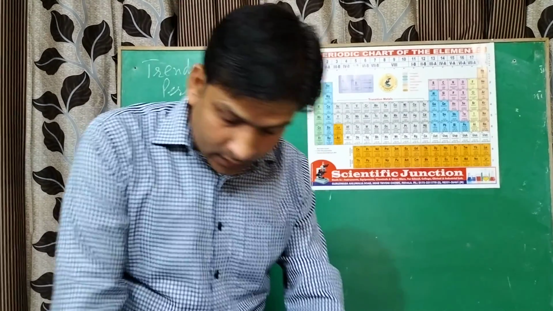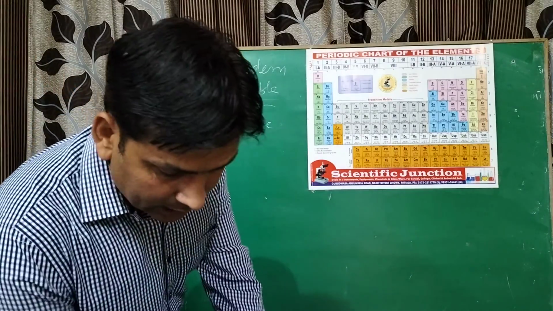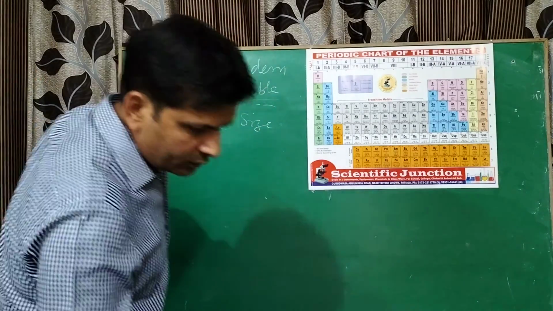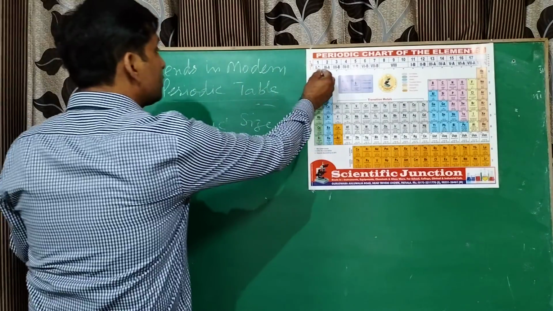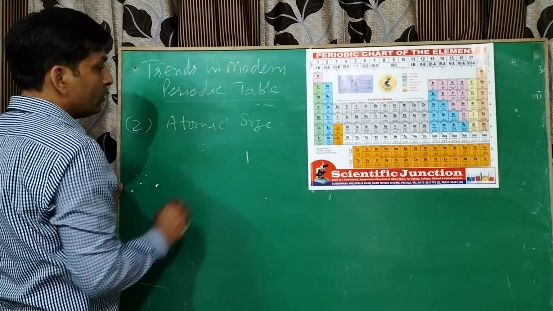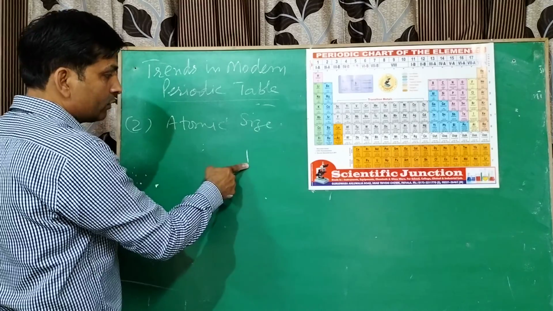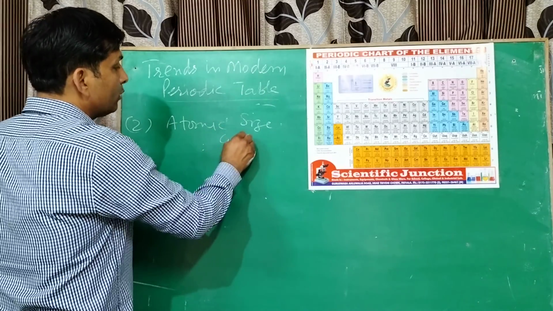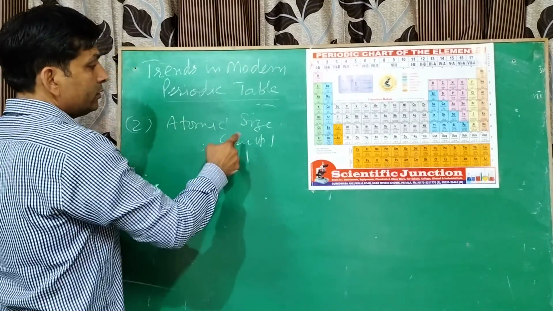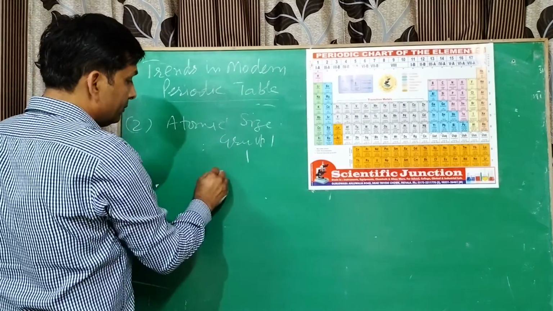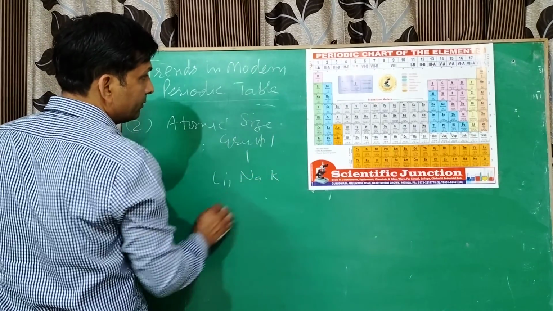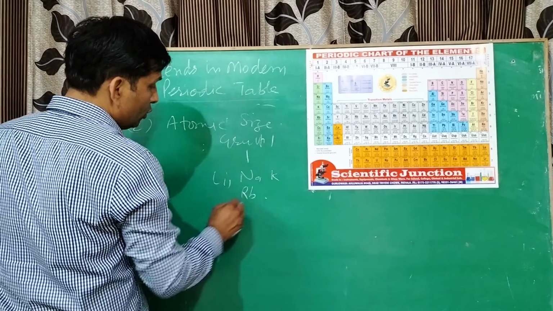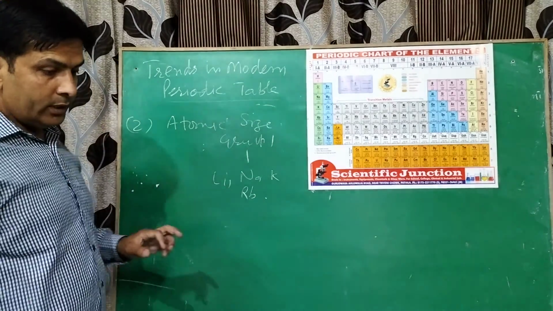Next, the question: three elements that have a single electron in their outermost shell. Single electron means the valence shell contains 1 electron, which means group number 1. We are talking about group number 1. Then you can write the names lithium, sodium, potassium, rubidium. You can write all these over here.